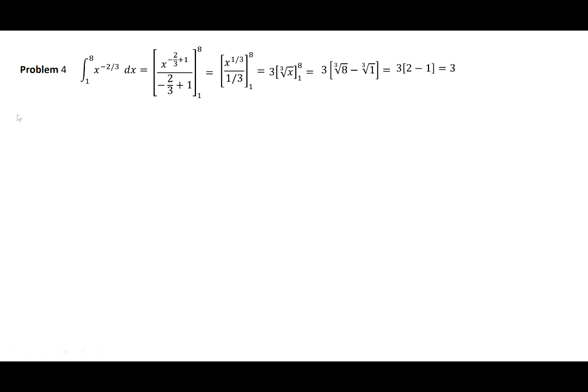By the way, if you were to draw the graph of x to the negative 2/3 and on the interval 1 to 8, if you were to evaluate the area under the curve, it would turn out to be 3. Cool? All right. Problem 5. Okay.